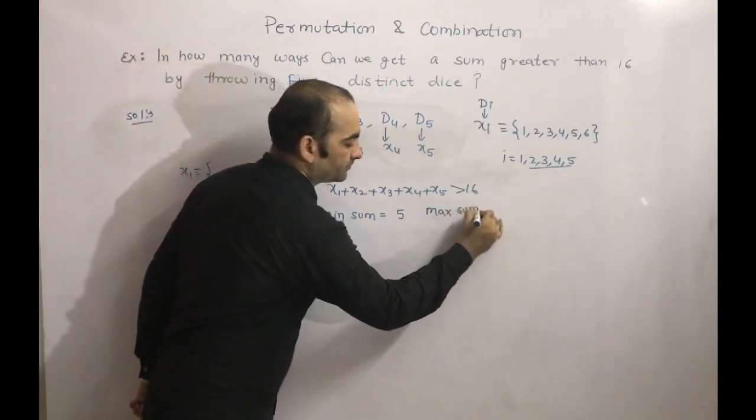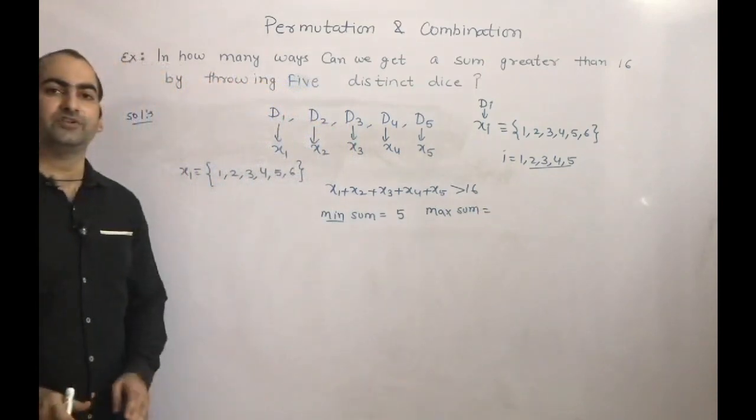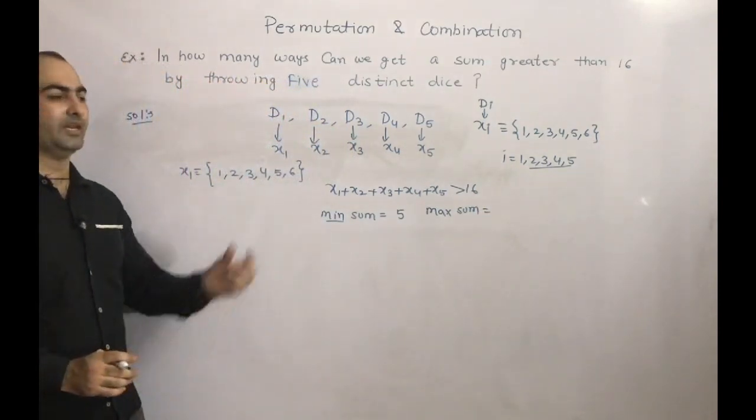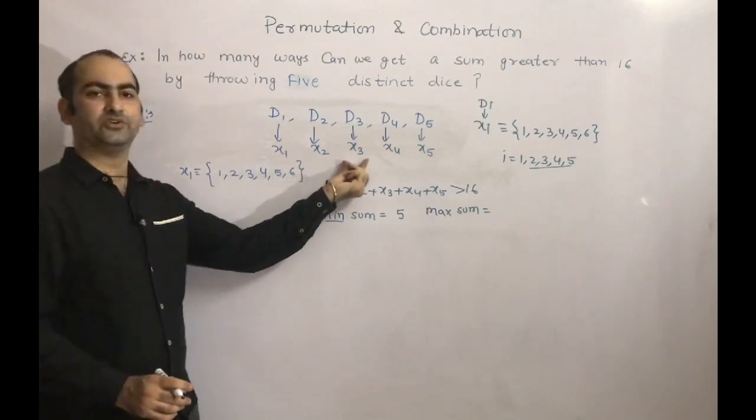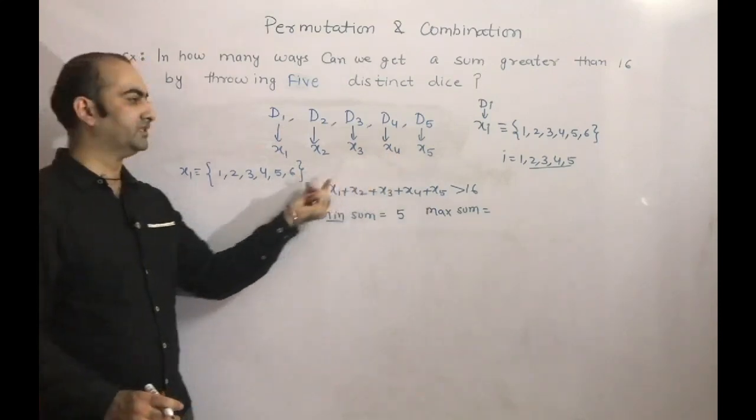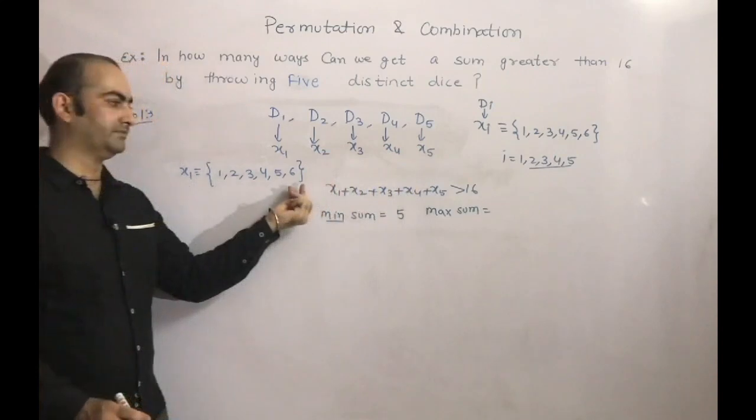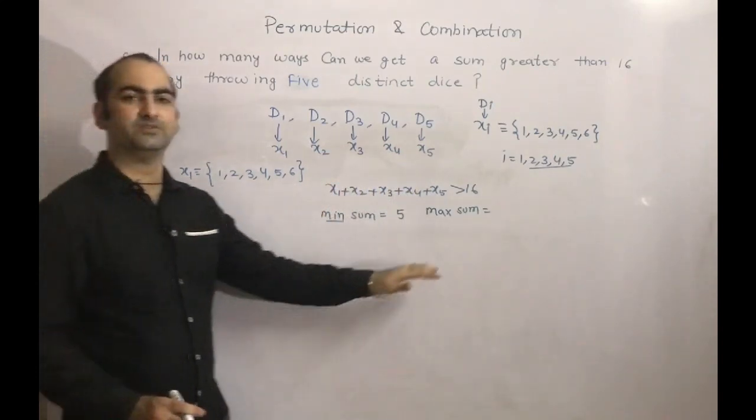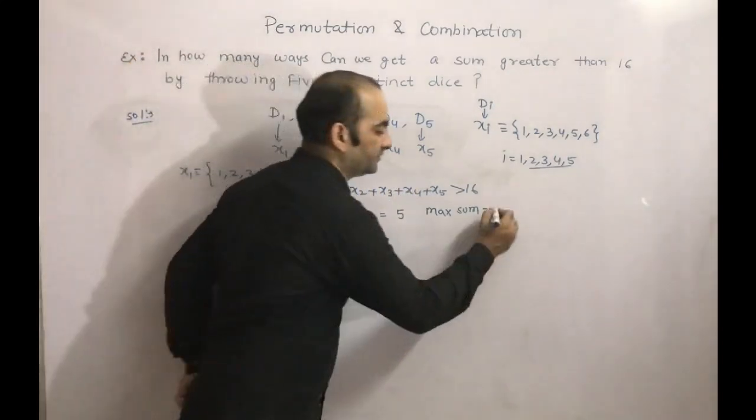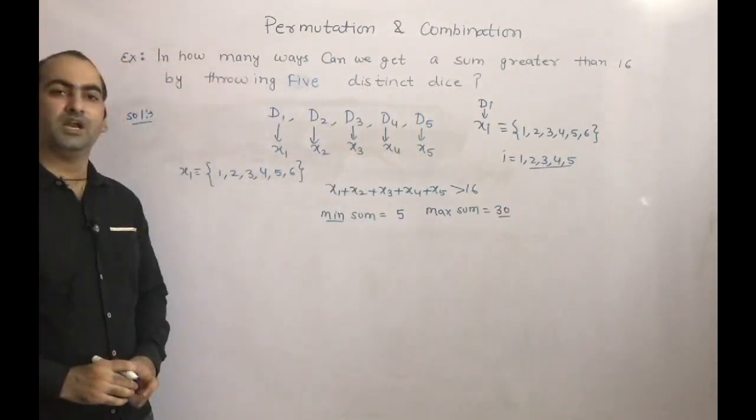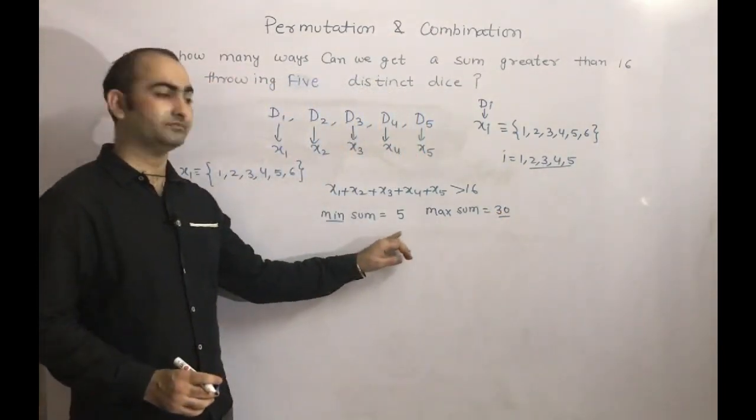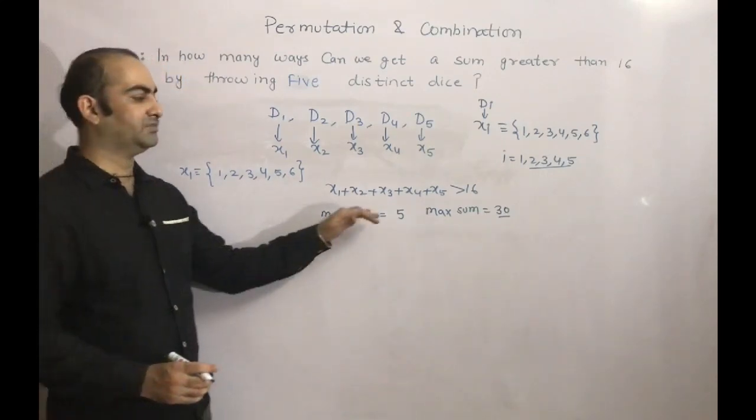Maximum sum means in every dice we should get the maximum number. So x1 should be 6, x2 also 6, x3 also 6, x4 also 6, and x5 also 6. That means maximum summation is 6 into 5, that is 30. So maximum summation is 30 and minimum summation is 5. Now we have to solve this problem.